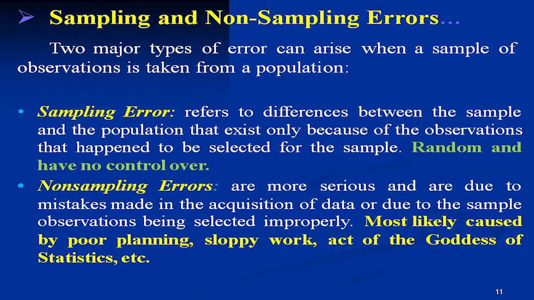The non-sampling errors, we also have to think of these, and they are more serious. They are due to mistakes made in acquisition of data or due to the sample observations being selected improperly, most likely caused by poor planning, sloppy work and other such things.